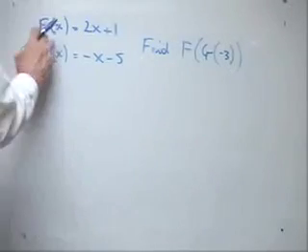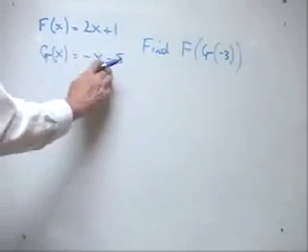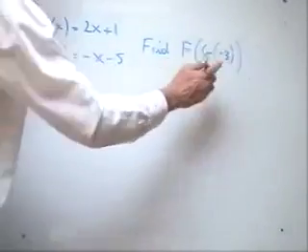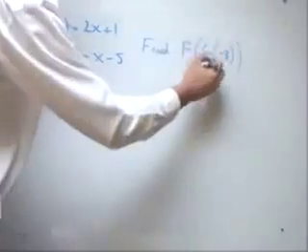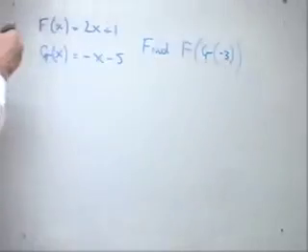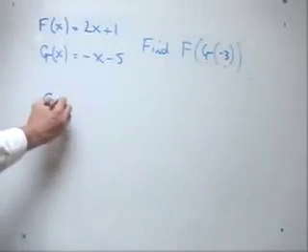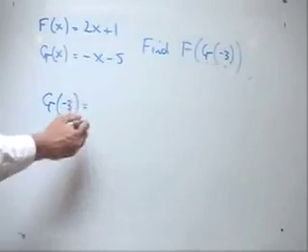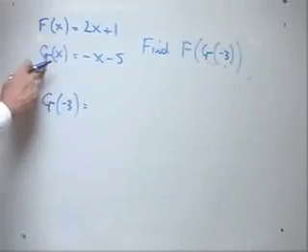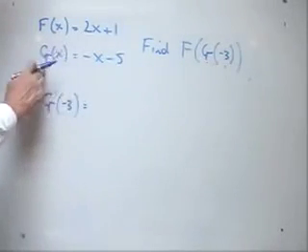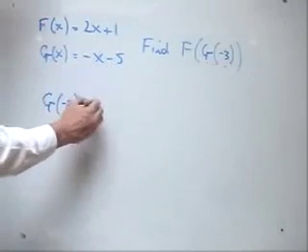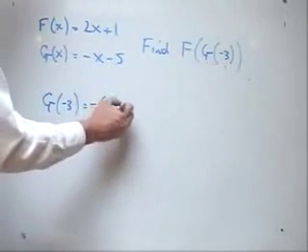So we've got f of x is 2x plus 1, g of x, negative x minus 5. We've got to find f of g of negative 3. We start in the middle. We find g of negative 3 first. So g of negative 3 means we go to function g. Where's function g? There. We replace the x with negative 3.